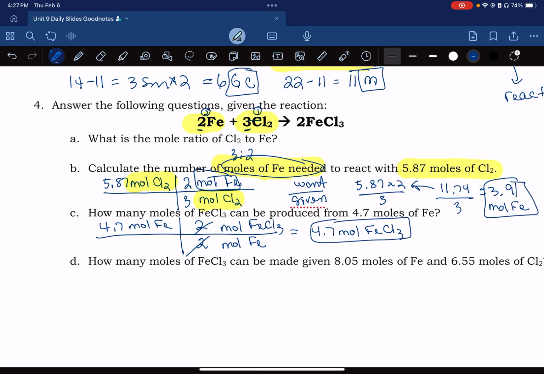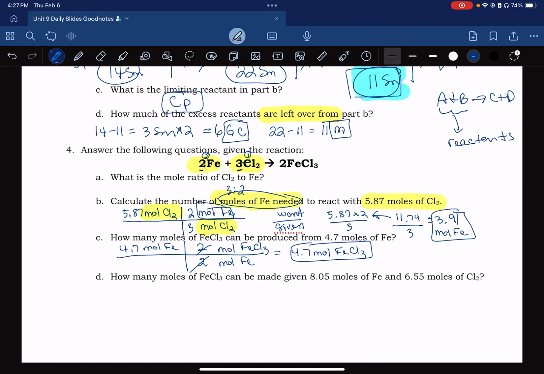There we go. All right, now we have another one where it says how many moles of iron chloride can be made given 8.05 moles of iron and 6.55 moles of diatomic chlorine. Okay, so I'm given 2 numbers here, so that should immediately tell you that I have 2 different things to set up. Not only do I have 2 things to set up, but I'm anticipating that they're going to ask me about which one's limiting, which one is an excess, and so I can kind of start thinking about that. So let's just set that up. Again, the first step's always to be writing what you're given.